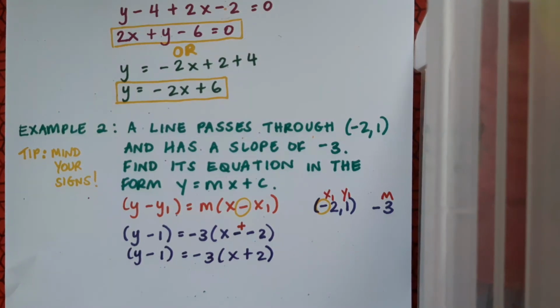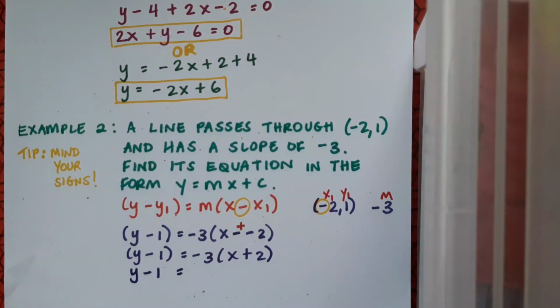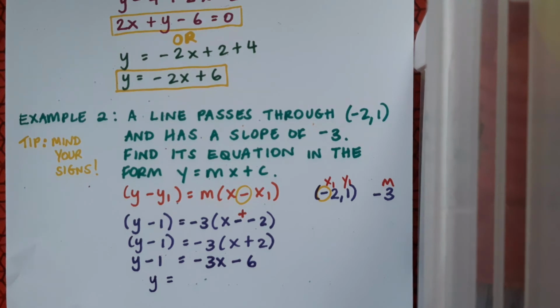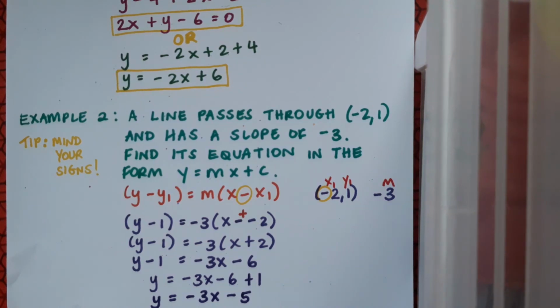And now I'll multiply out my bracket. So I've got y minus 1 on the left, and then minus 3 by x and minus 3 by plus 2, leading to minus 3x minus 6. Now I was asked to write my equation in the form y equals mx plus c this time. So the y will stay on the left and everything else will go to the right-hand side of the equation. Minus 3x minus 6 is already there, and now the minus 1 comes across and becomes a plus 1. And finally I'll tidy up, and I'll have y equals minus 3x minus 5. And this is the equation of the line in the form y equals mx plus c.